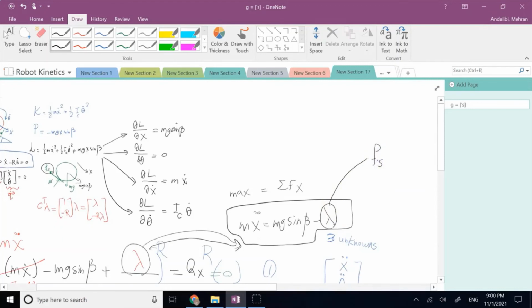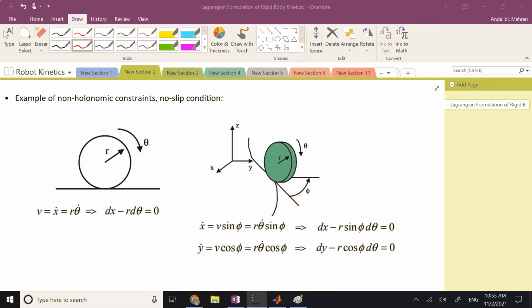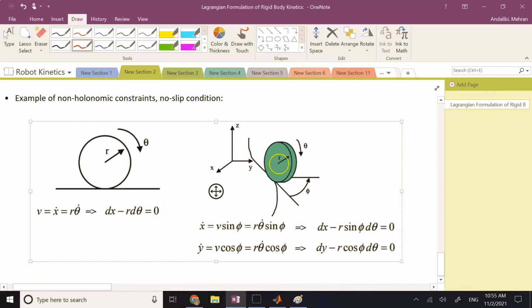So as the last example, we want to focus on the disk rolling on a path on the xy plane and without slipping. So the velocity of the centroid is going to be v equals r times theta dot, correct?